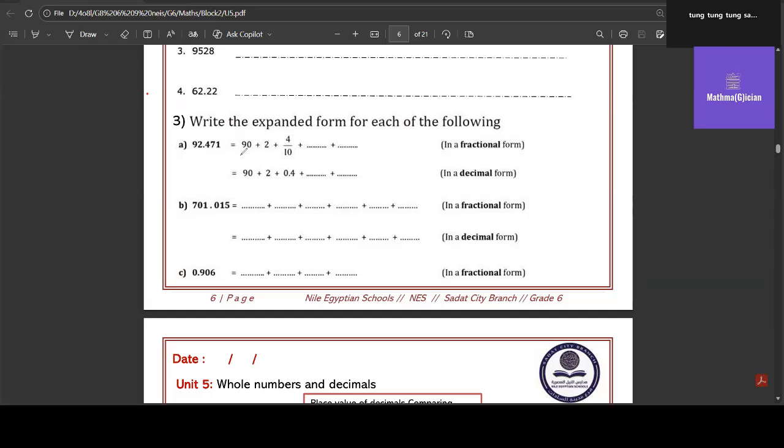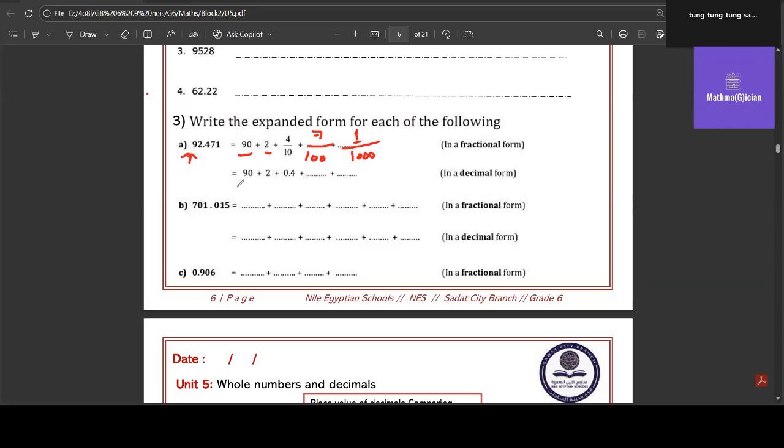92.471. That should be 90, 9 in the tens place, 2 in the ones place. The tenth, which is 4 parts out of 10, would be 4 over 10. And then the 7, which is 7 parts out of 100. The last one would be 1 part out of 1000. Like this is the fraction.